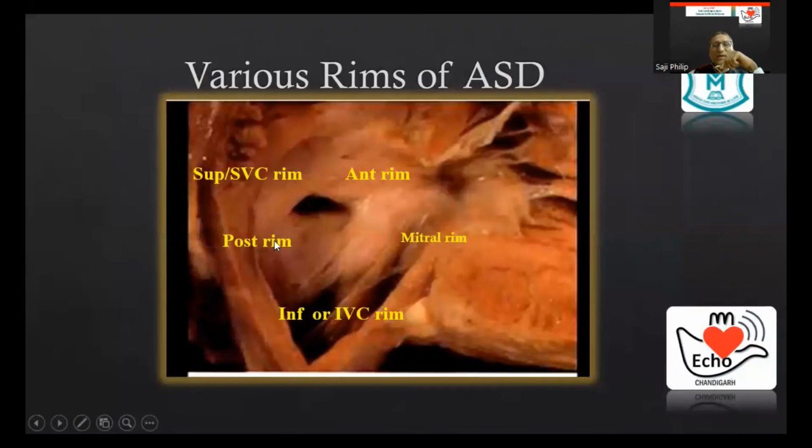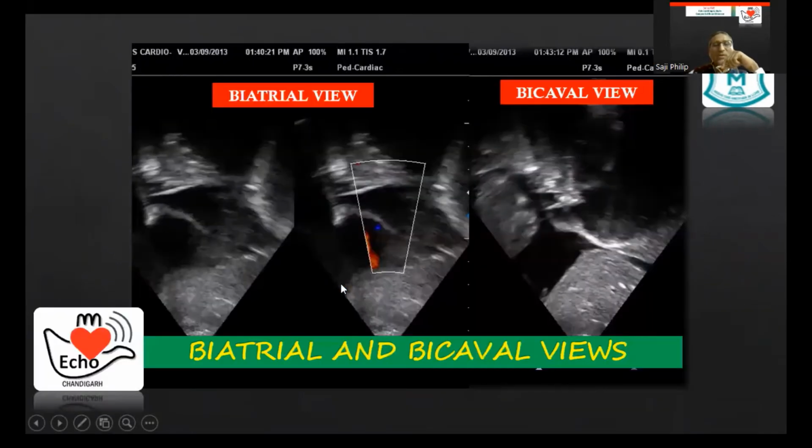But the various rims of the ASD, you have to explain: the rim which is near the mitral valve or tricuspid valve, we call it the mitral rim still. And the rim which is anterior, just below the aorta, that is the anterior rim, and just superior, the superior rim. If the anterosuperior rim is very small or zero, then also it is a trouble for device closure, because the device can prolapse. So you should be very careful. But in expert hands, maybe with the balloon, it can be done. The IVC rim is also important to describe, that I will show you.